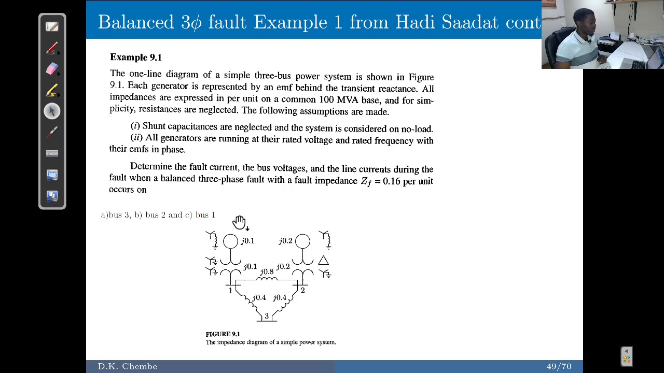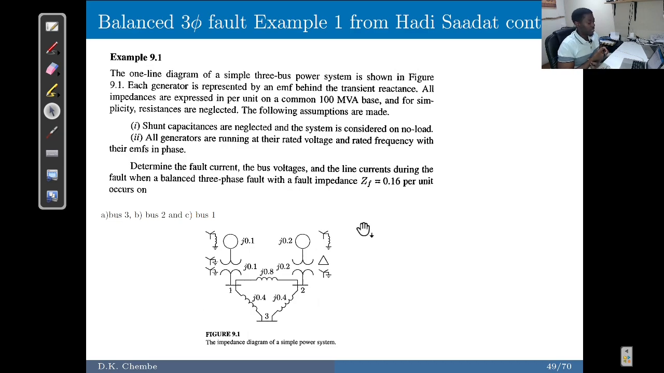So this is example 1, where the question says the one-line diagram of a three-bus system is shown in figure 9.1, which is this one. Each generator is represented by an EMF behind the transient reactance. All impedances are expressed in per unit on a common 100 MVA base. And for simplicity, resistances are neglected. The following assumptions are made. Number 1, shunt capacitances are neglected, and the system is considered on no load.